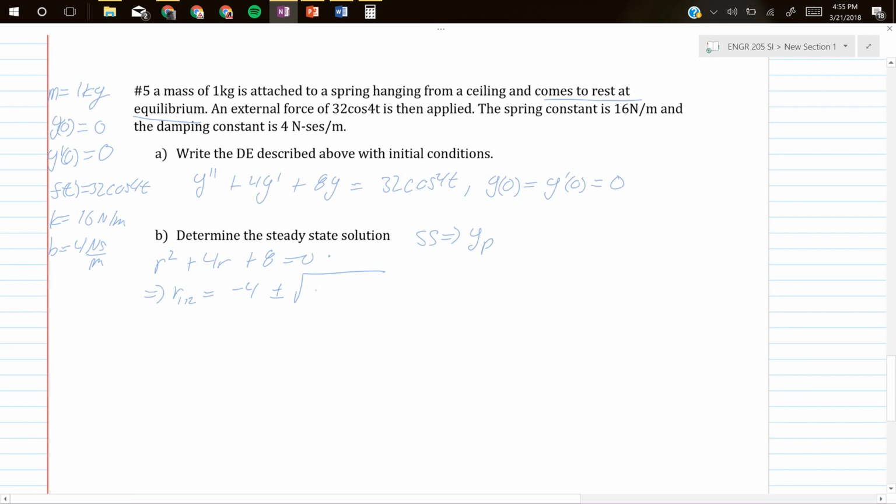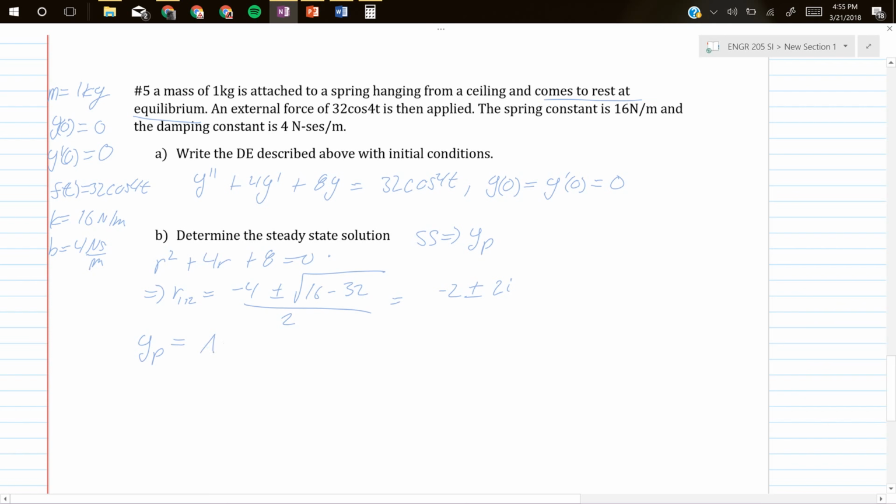which implies r1, r2 equals negative b, negative 4, plus or minus the square root of b squared, which is 16, minus 4ac, so 4 times 8, 32, all over 2a, 2 times 1, and this equals negative 2 plus or minus 2i. So the reason why we do this is so that when we solve for our y sub p, we don't have any repeating roots.